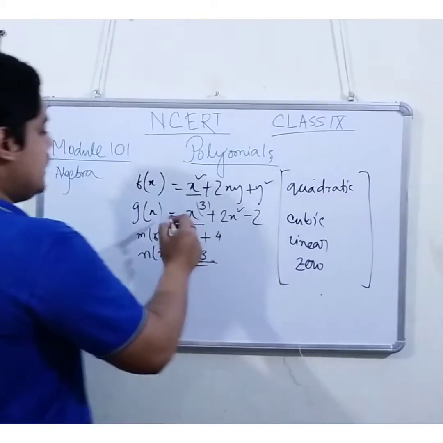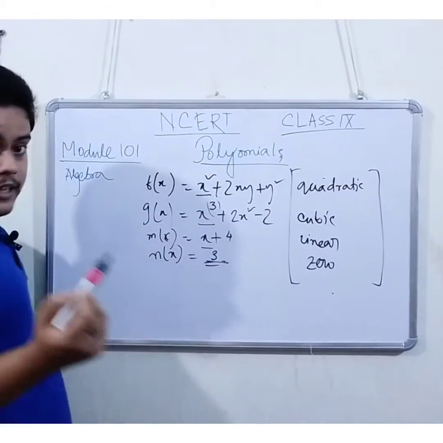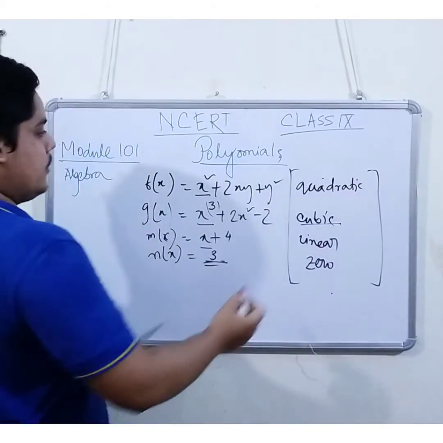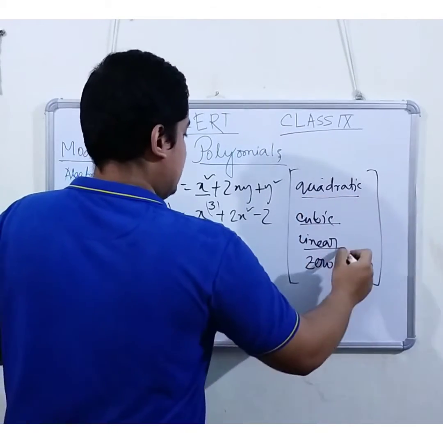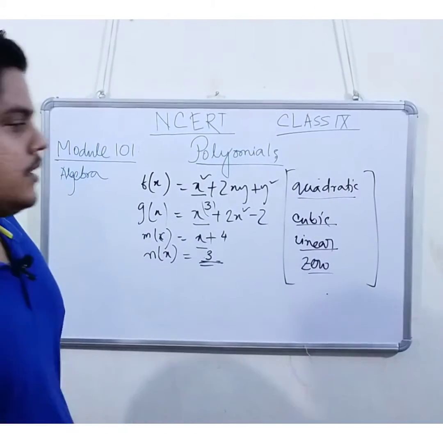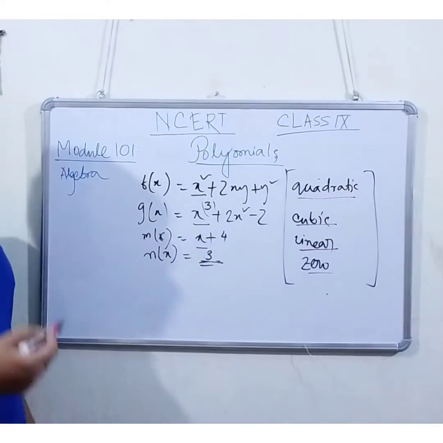So when the degree is 3, the power is 3, we will call it a cubic polynomial, or a quadratic polynomial for degree 2, linear for degree 1, and 0 degree polynomial for not having any power. Later we will start some new thing.